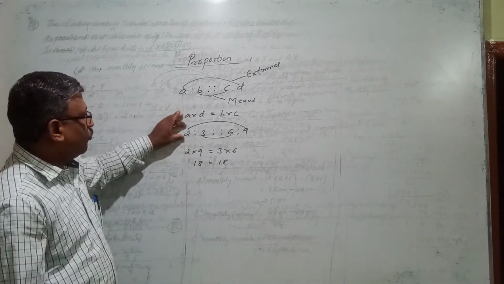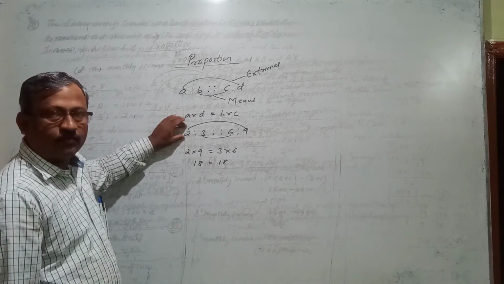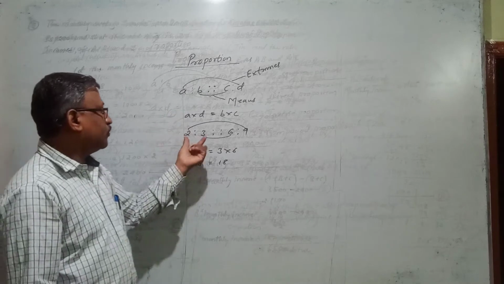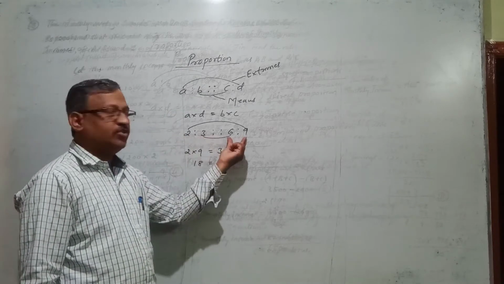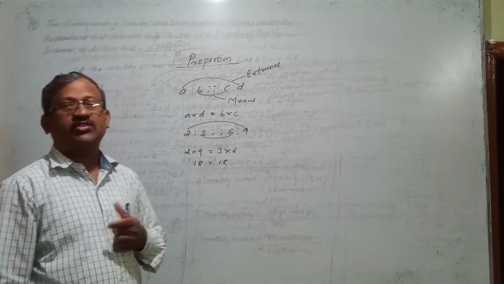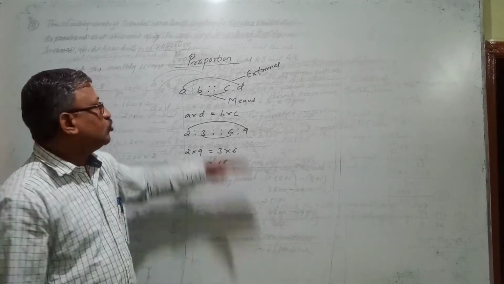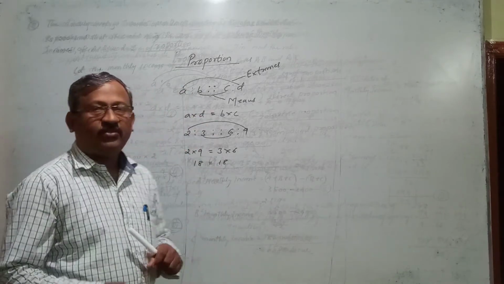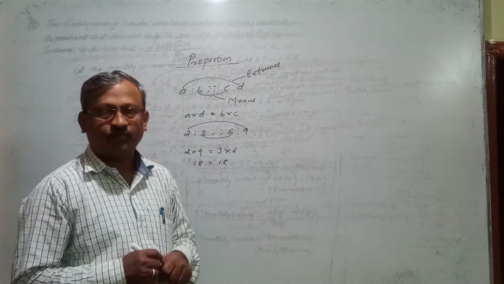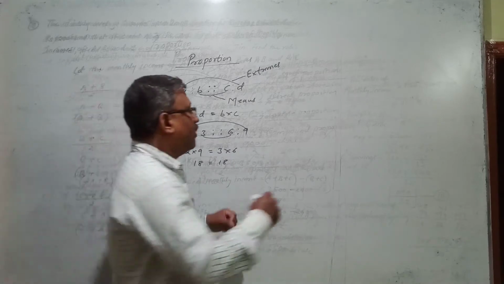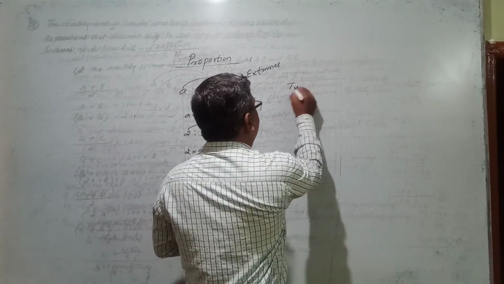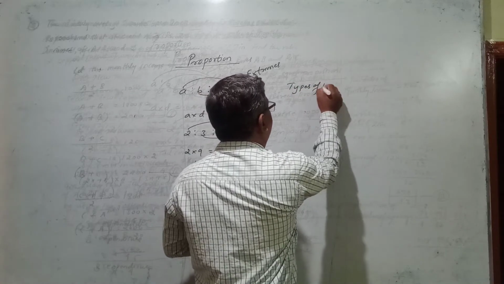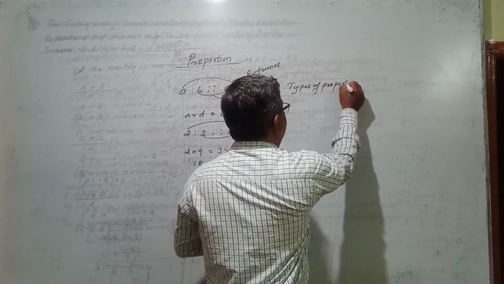But to put the proportion, we cannot directly put the proportion. First you always have to see whether each relationship or each ratio involves direct or inverse proportion. So far as proportion is concerned, there are three types of proportions. There are three types of proportions.